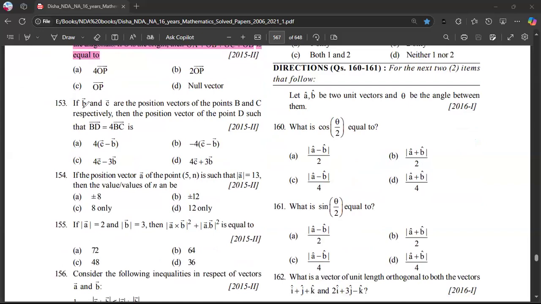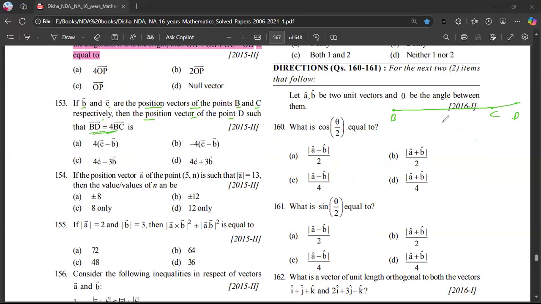If B and C are the position vectors of the points B and C respectively, and D is a point such that BD is equal to 4 of BC. Okay, so points B and C, and BD is equal to 4 of BC. So BD must be lying somewhat outside.